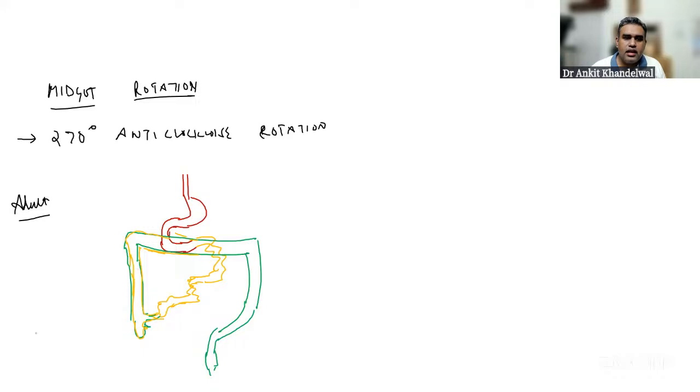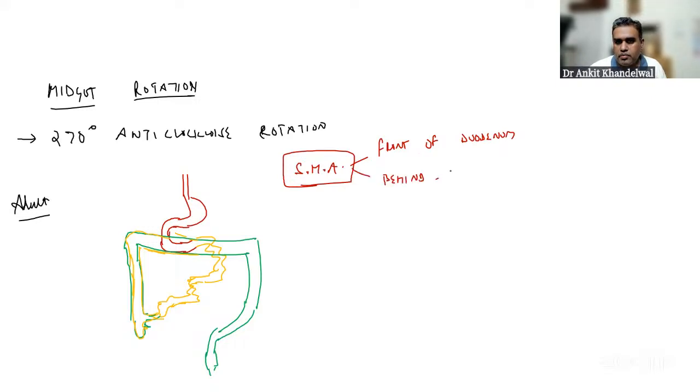that the artery which is supplying the midgut, now what was the artery supplying the midgut? The artery was the superior mesenteric artery. Due to this rotation, this artery lies in front of the duodenum, and it lies behind the transverse colon. Understand this. The duodenum lies retroperitoneal, and the superior mesenteric artery goes in front of the duodenum, and the transverse colon lies in front of the artery. So basically it is duodenum, then artery, then transverse colon. The transverse colon is more anterior, the duodenum is more posterior, and between these two we have the superior mesenteric artery. It is due to the 270-degree anti-clockwise rotation.